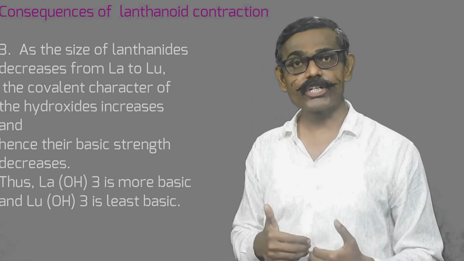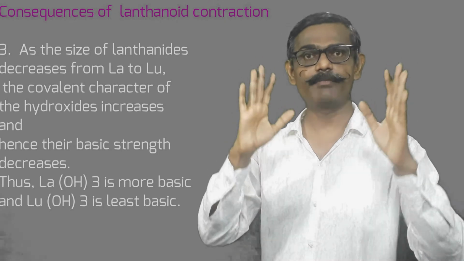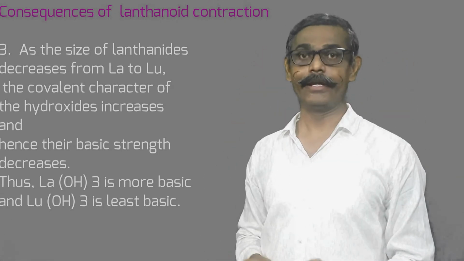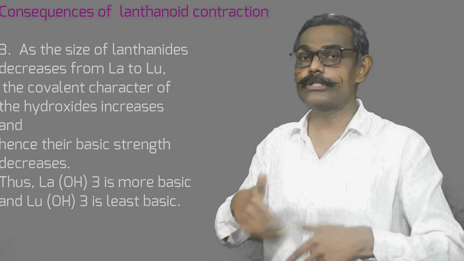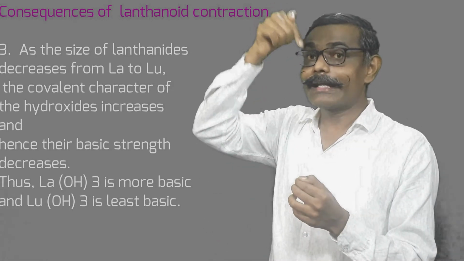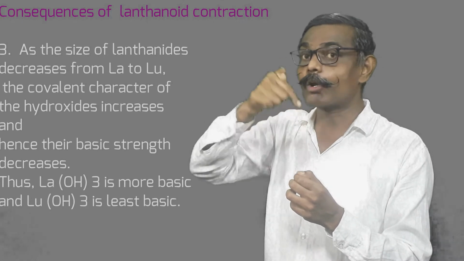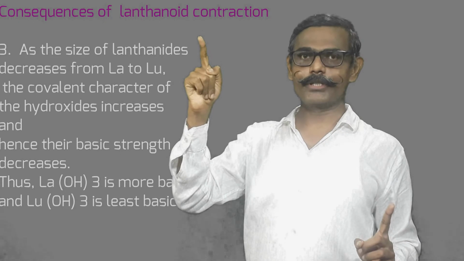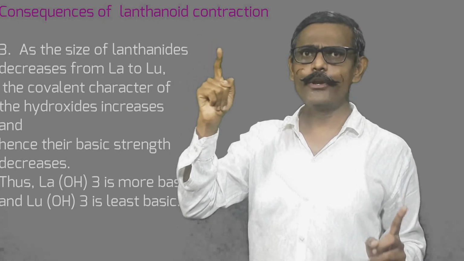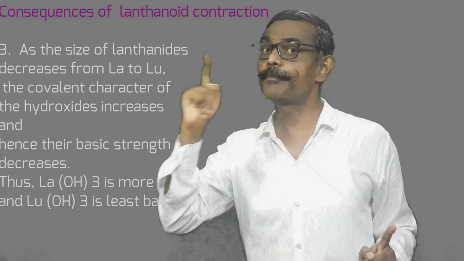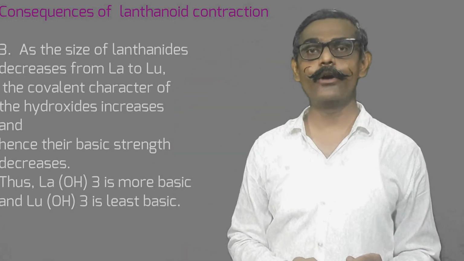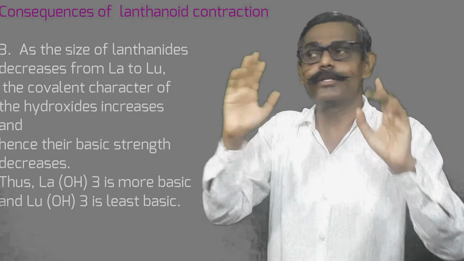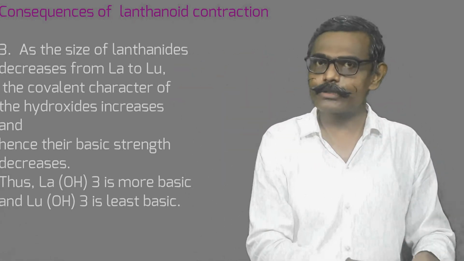It is a measure of the tendency to furnish, to liberate, the OH minus ion by dissociation, and that OH minus ion dissociation depends upon ionic character or covalent character. Now just revise. Lanthanum plus 3 and lutetium plus 3, who has more ionic character? Lanthanum plus 3 hydroxide has more ionic character. More ionic character, more OH minus ion they will furnish. Accordingly, lutetium will furnish less OH minus ion.